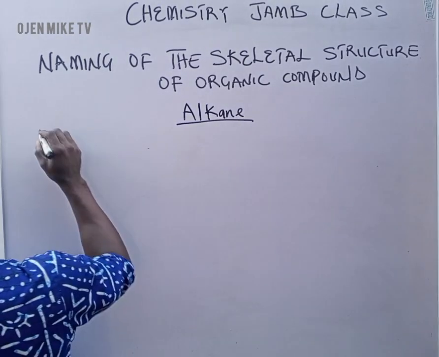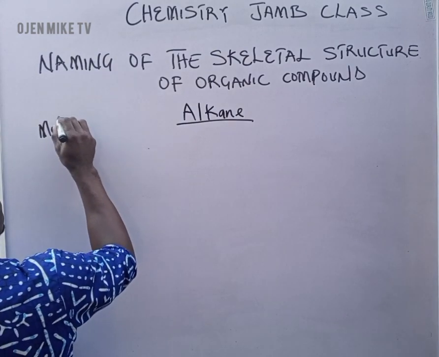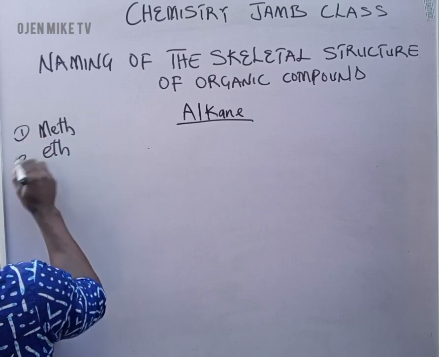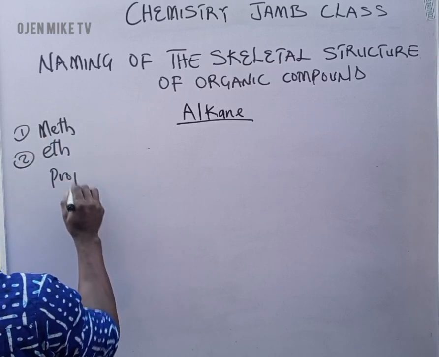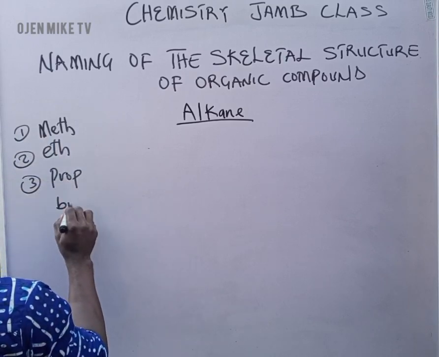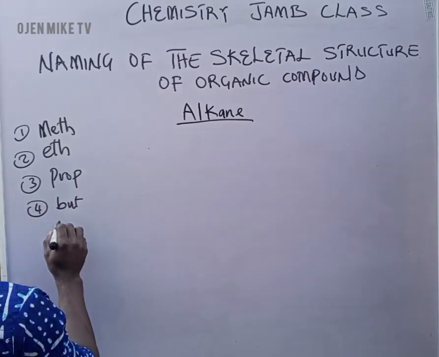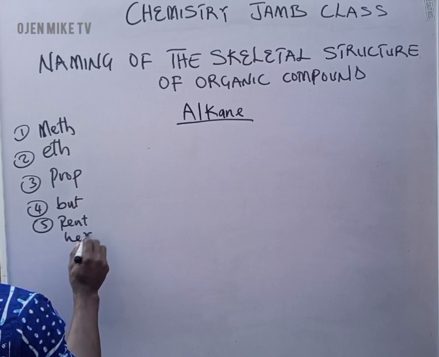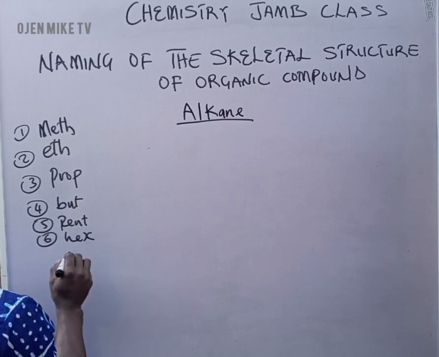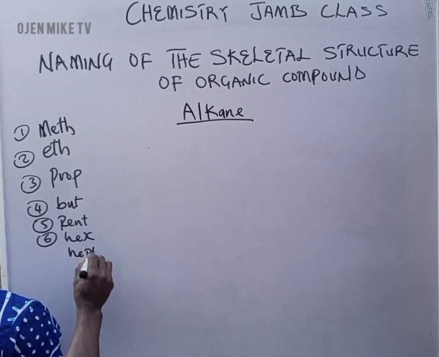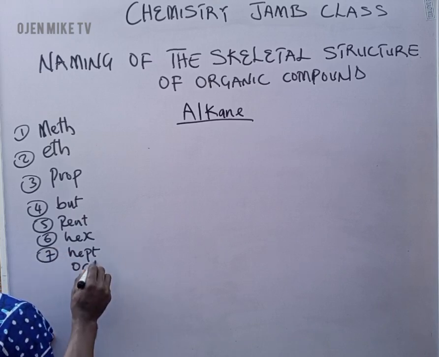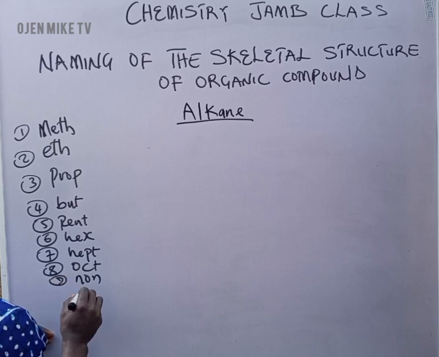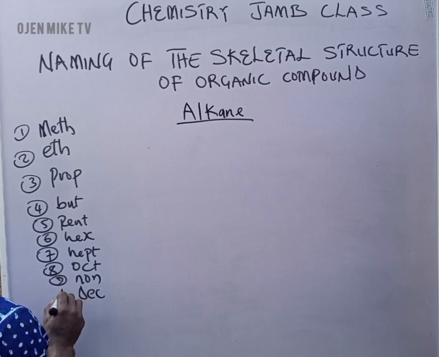Watch out. So I told you that here we have meth, we have eth, this is 1, 2, we have prop, 3, but, 4, pent, 5, hex, 6, hept, 7, oct, 8, non, 9, dec, 10.